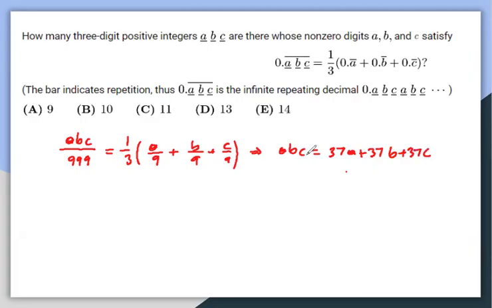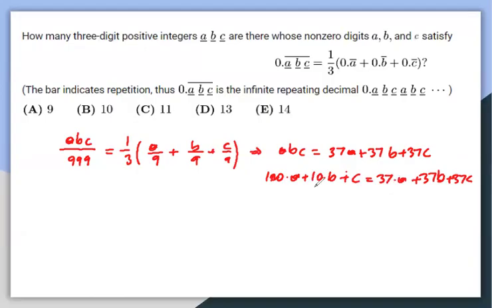But be aware this ABC is a three-digit number, not just the product of A, B, C. When you write it in terms of its digits, we actually get something better, because the right side is given that way. So this can be written as 100A plus 10B and C. This is equal to 37A plus 37B and 37C. So this is fine, and let's simplify a bit.